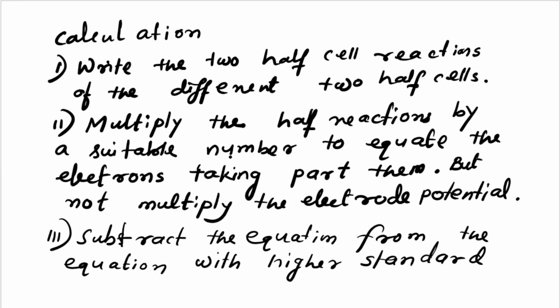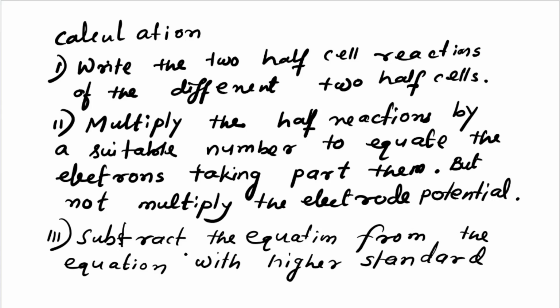If you write both half cell reactions, that is cathode and anode, then the electrons should be equal. How? According to the multiplication by a number, so that the number of electrons in both half cells should be equal. And when you multiply by a number to equalize the electrons, that should not be multiplied into the standard electrode potential.